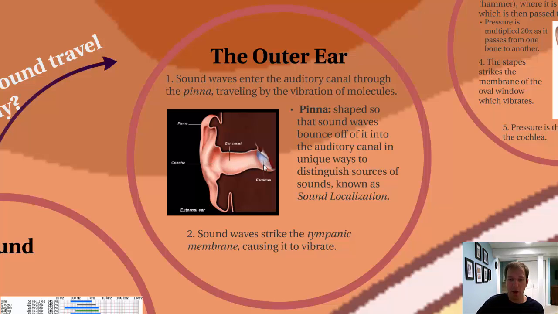The eardrum is also known as the tympanic membrane. And so as the sound wave hits the tympanic membrane, that membrane is very thin, and it's going to vibrate. So that's going to be important in setting off the next set of vibrations that are going to be in the middle ear.